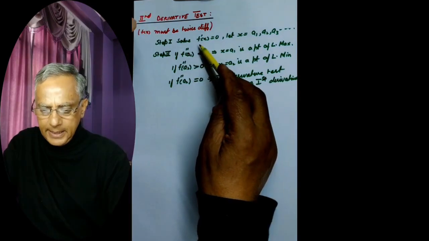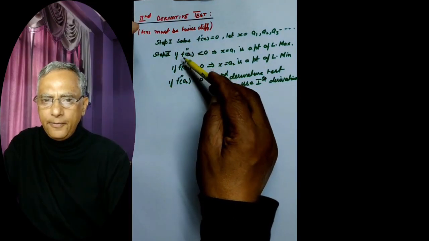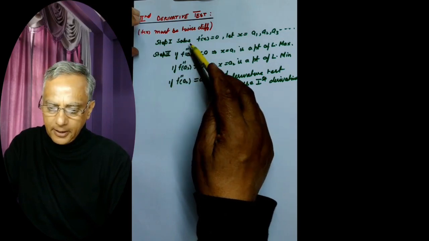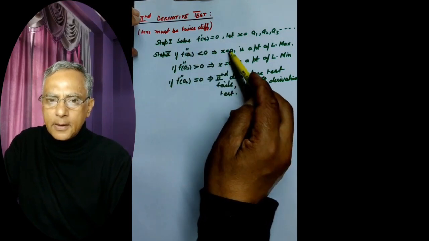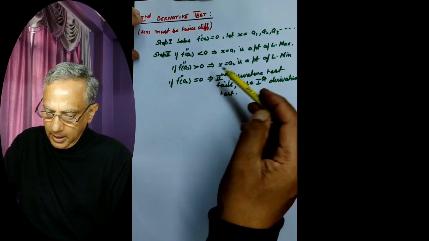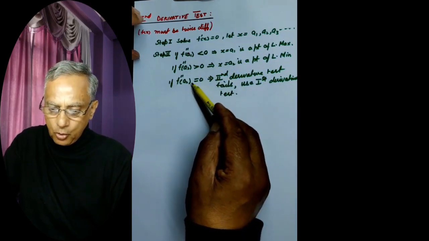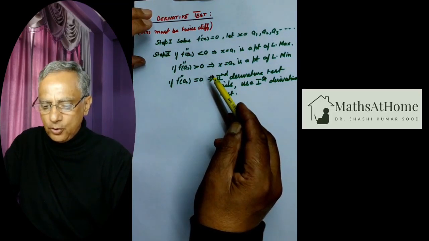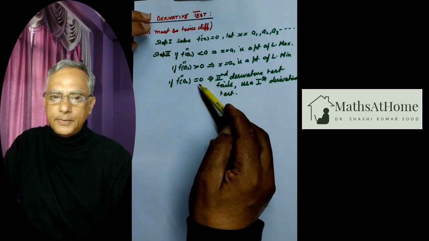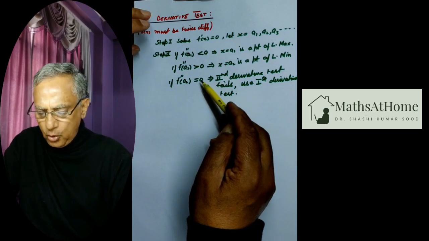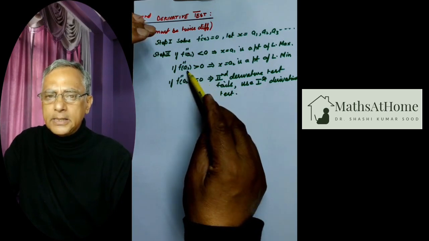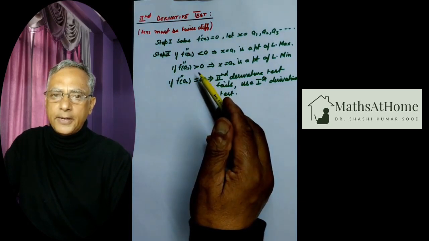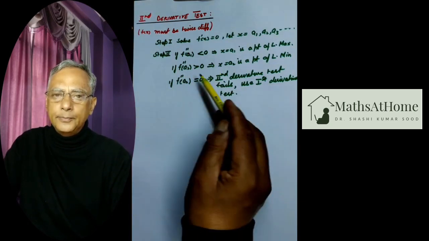So if it is easy to find the second derivative of the function, then we will use the second derivative test because this is quicker. But if the value of the derivative comes out to be 0, then you will have to go back to the first derivative test. Or if the second derivative is more complicated to find, then use the first derivative test. Both are easy.